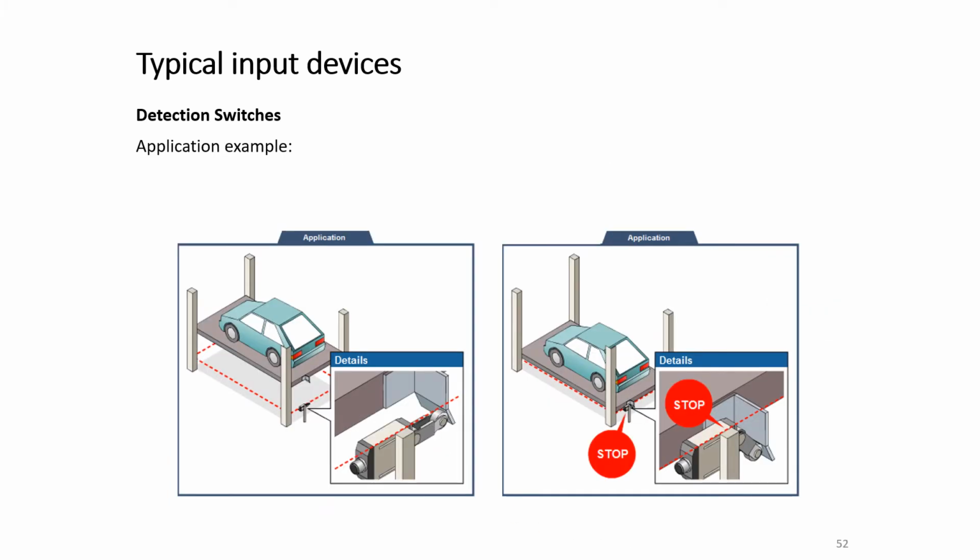Okay, detection switches, again, you could see the operation of a detection switch. This is a roller or a lever of the detection switch, and here we have a car lift, and at the end we have these detection switches for safety, to stop the car lift at the very end of the travel.